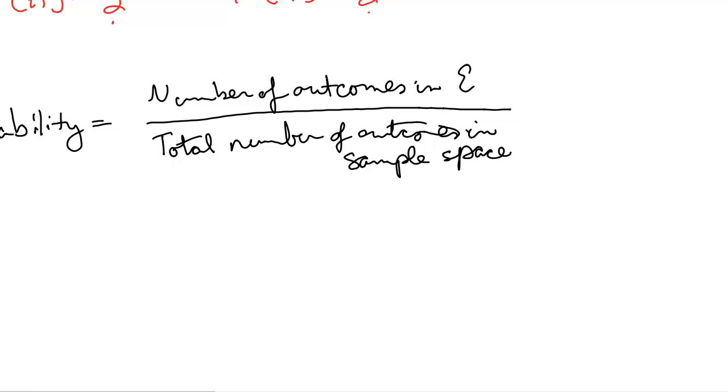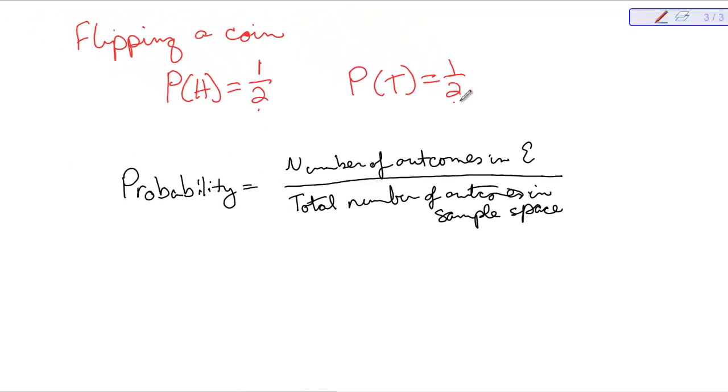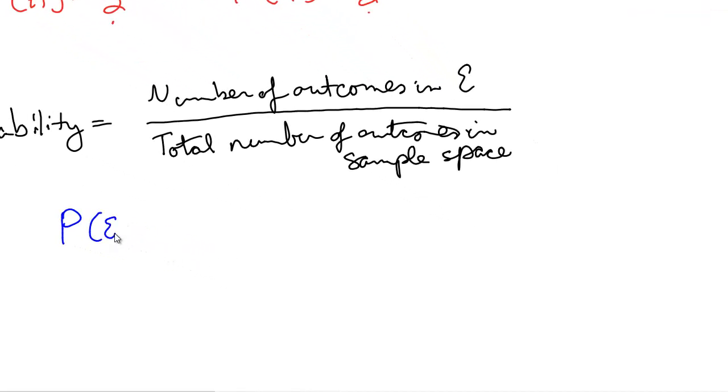Just like I did here with the flipping of the coin, there was 1 head and there were 2 possible outcomes in the sample space. There was 1 tail and there were 2 possible outcomes in the sample space. We normally write this shorthanded, just like all mathematicians, and we say the probability of whatever our event is equal to the number of that event divided by the number in the sample space.